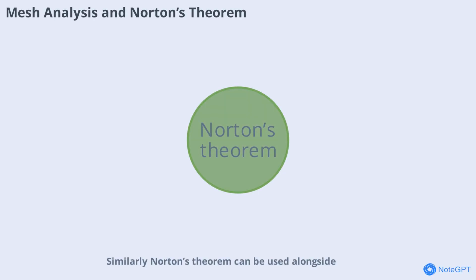Similarly, Norton's theorem can be used alongside mesh analysis to further simplify circuit analysis. By converting parts of a circuit to their Norton equivalent, you can reduce the number of meshes or simplify the equations. This approach is particularly helpful in circuits with parallel branches.